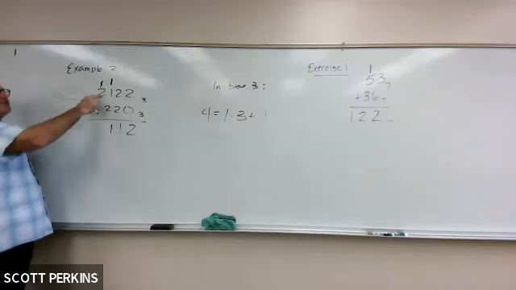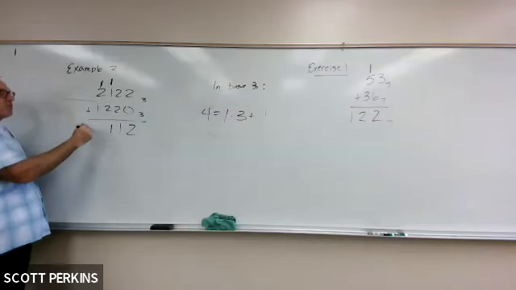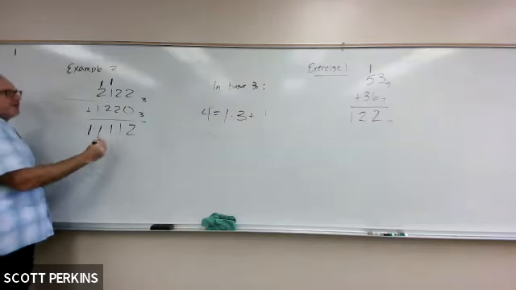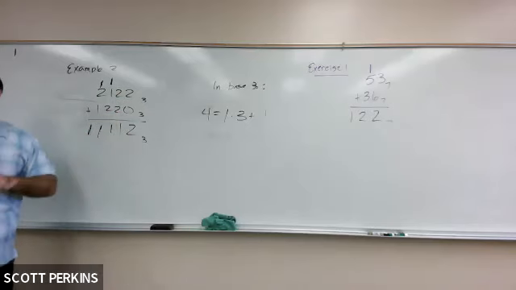And then 1 plus 2 is 3, plus 1 is 4. This is a pretty repetitive problem. So 4 again is one full group of 3 and 1 left over. So that's base 3. So 2, 1, 2, 2 base 3 plus 1, 2, 2, 0 base 3 is 1, 1, 1, 1, 2 base 3. So lots of 1s and 2s.